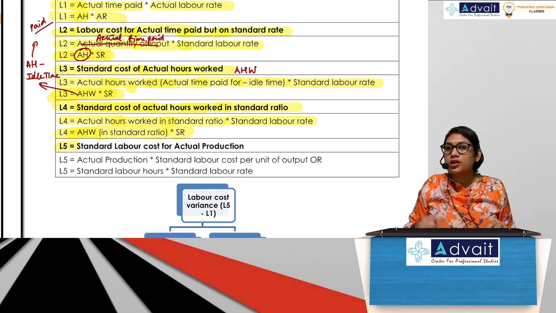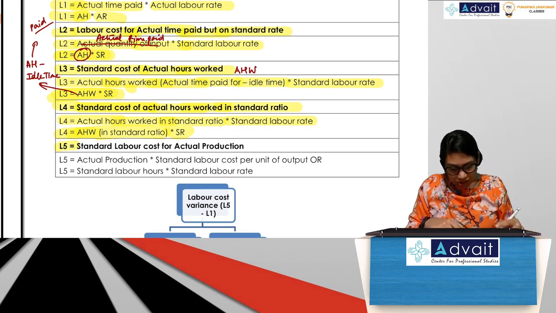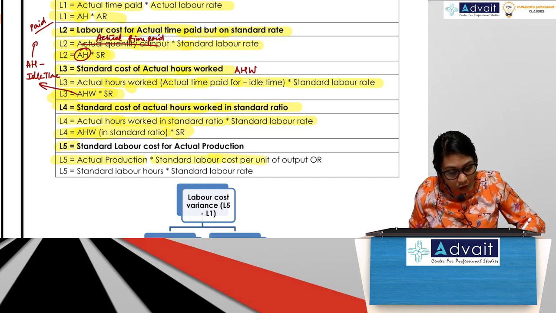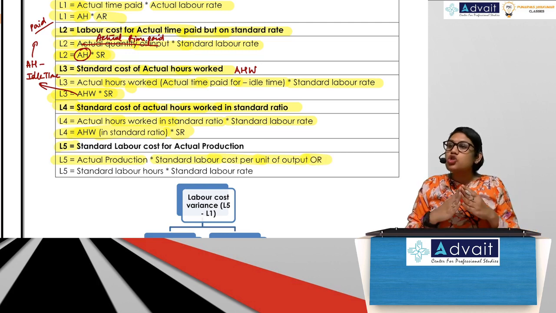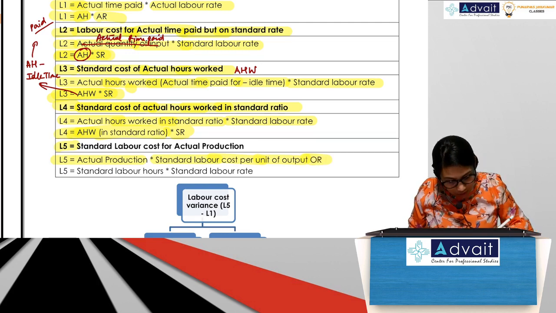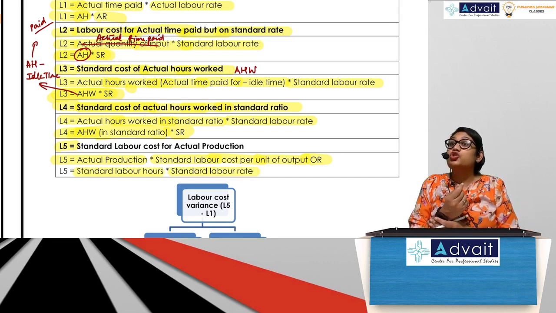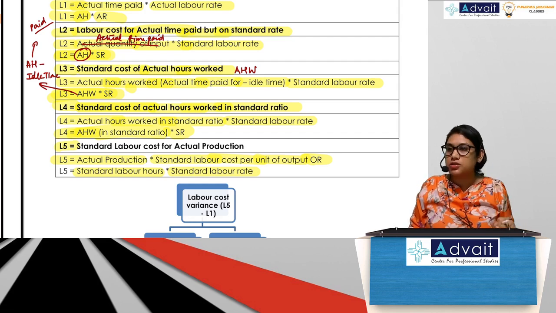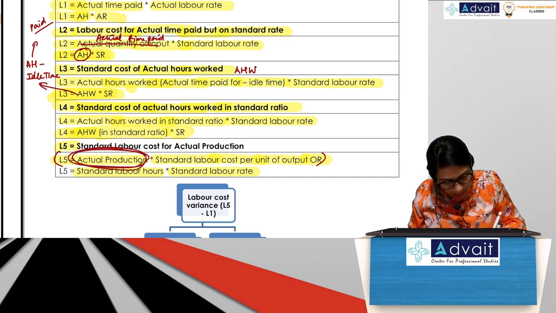Actual production into standard material cost per unit of output. So here also same thing. Actual production into standard labor cost per unit of output. But sometimes if actual production is not given, then you can use standard labor hours into standard labor rate. SH. We didn't come across SH anywhere. So you can use SH, standard hours, if this component is not given.